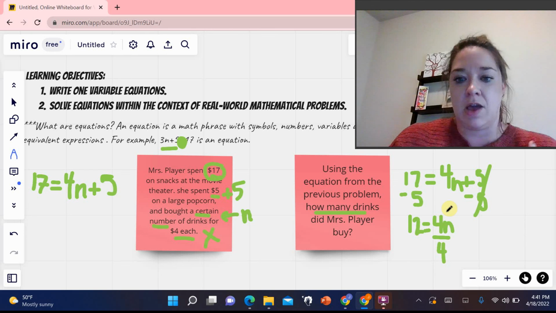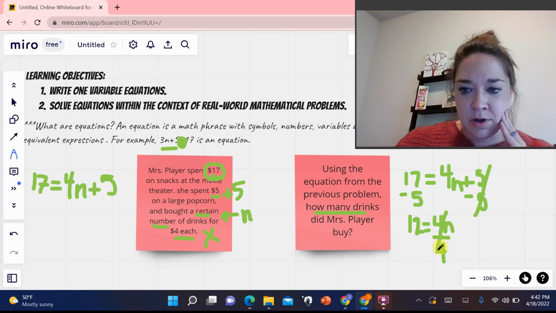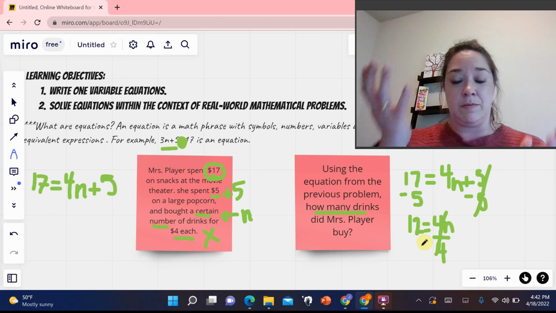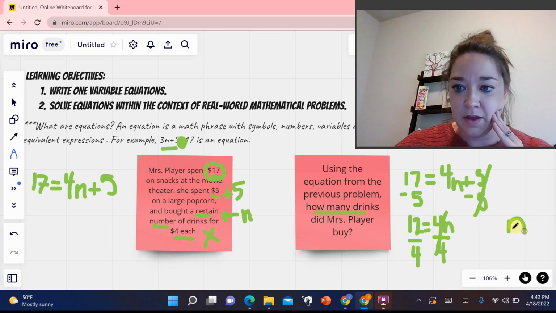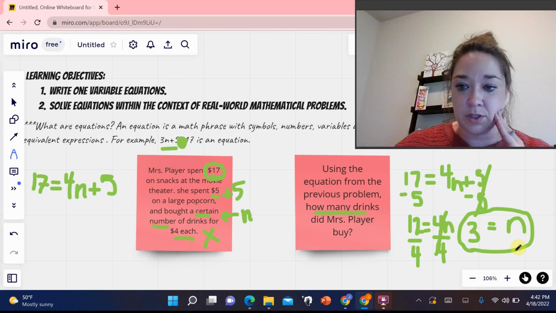I want to know the value of one drink, 1n. I no longer have that coefficient 4 on the left side of my equation. But to keep things in balance, like it's that scale, I also have to divide 12 by 4. But when I do that, scholars, that 1n that I'm left with, since 12 divided by 4 is 3, I can now see that n is equal to 3. Ms. Player must have purchased 3 drinks at $4 a piece, which is equal to 12. And then I bought that large popcorn for $5, which is equal to 17.